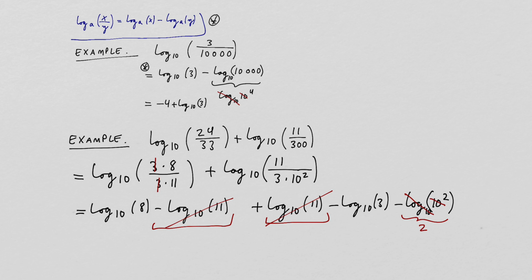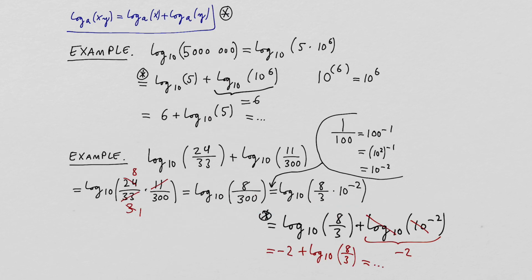So we can express the result, for example, as the form log 10 of 8 minus log 10 of 3 minus 2. We got the same result as before.